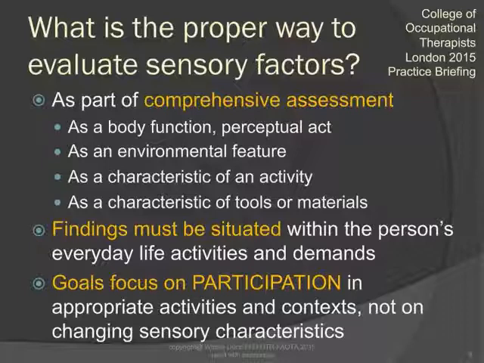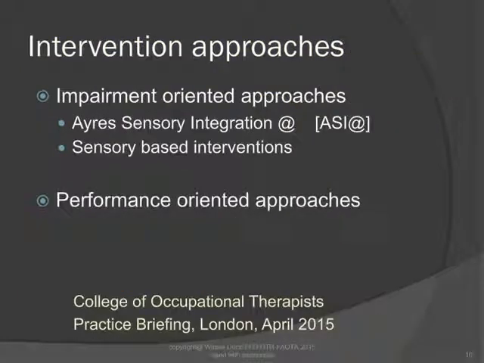They also state that findings must be situated within the person's everyday life activities and demands, and that goals must focus on participation rather than sensory features. Appropriate activities and contexts are important in this process, not changing the sensory characteristics of the child. The College of Occupational Therapists also summarized 2 categories for intervention approaches related to sensory features of behavior.